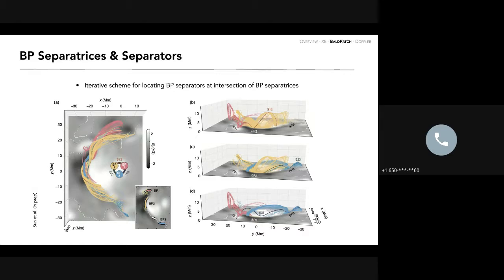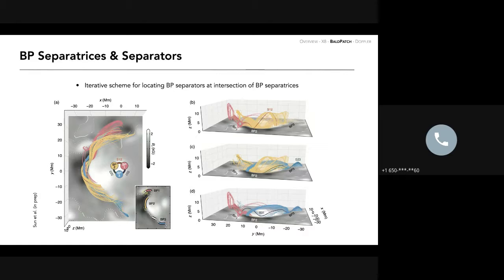So the intersection between two bald patch separatrix surfaces is a special field line called a separator. The separator would touch the photosphere twice, because it lies in both the first and the second bald patch separatrices, so it needs to touch the photosphere twice. We figured out a way to map these separator field lines accurately, to machine accuracy, and these are denoted by S12 on the upper panel on the right, and S23 and S31.